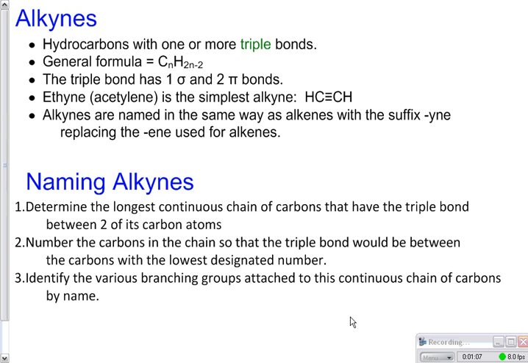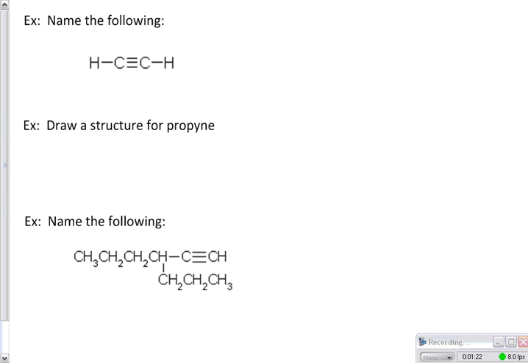And then, lastly, like always, identify any branching groups that are attached to the parent chain and identify those by name and location as well. So hopefully you're getting fairly comfortable with this process at this point, and so we're going to just jump into some examples. If you look at the first example, it says, name the following. Again, you can pause your video at any time to test yourself and then check your answers by pressing play.